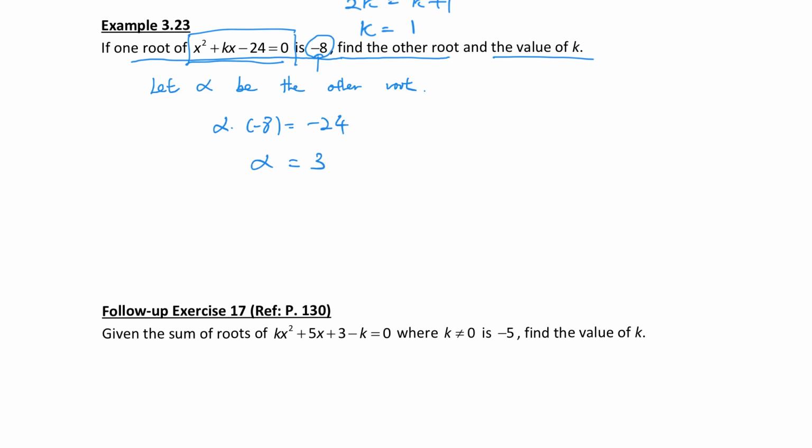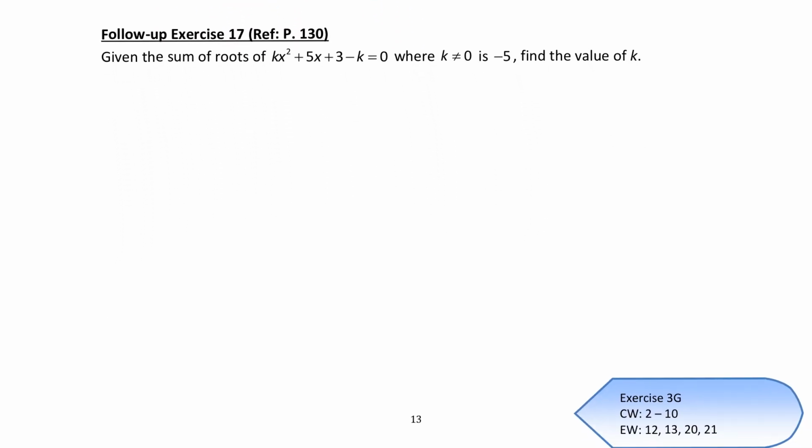After you find the value of alpha, you can find k by considering the sum of roots. Negative b over a, that means negative k over 1, so negative k is equal to the sum of roots, negative 5. Done, finished. For exercise 17, you may do it. Pause the video and check the answer after you finish.